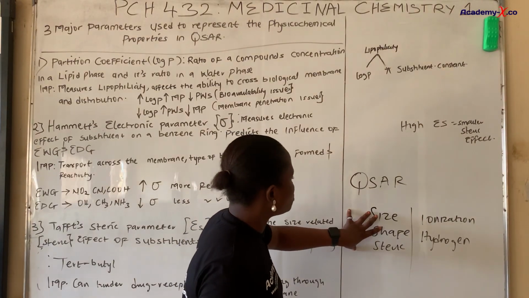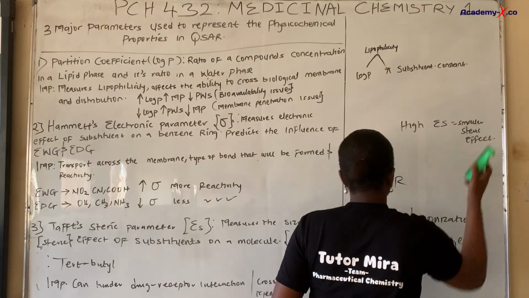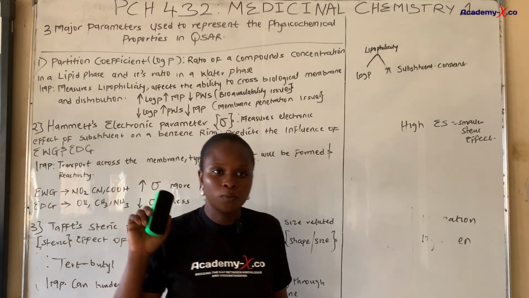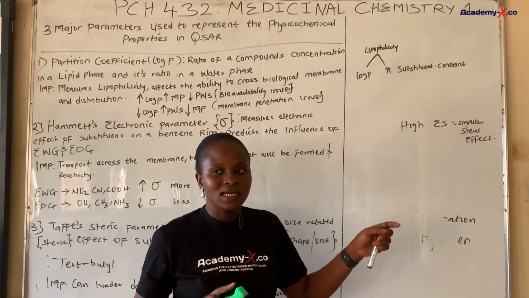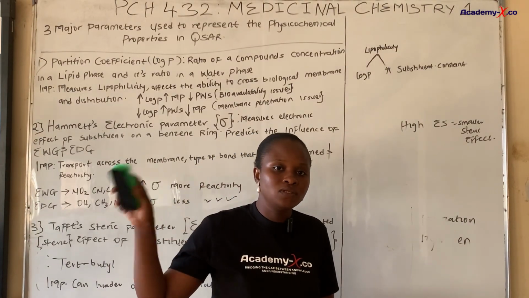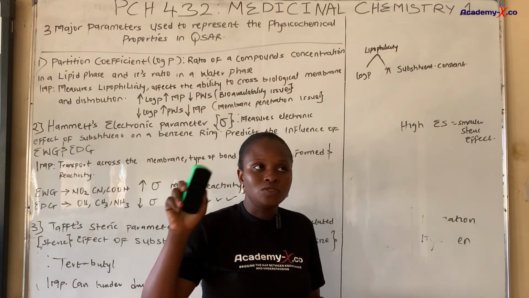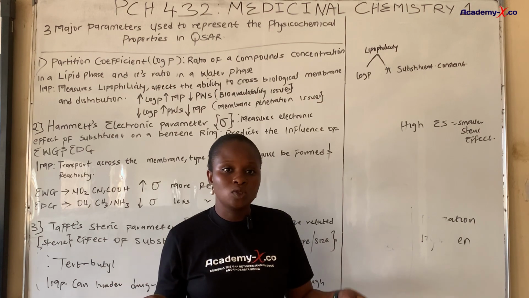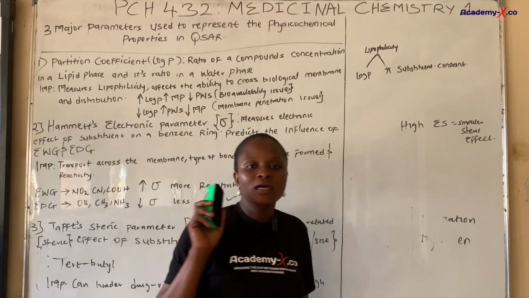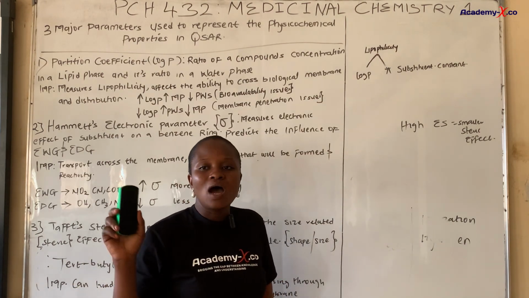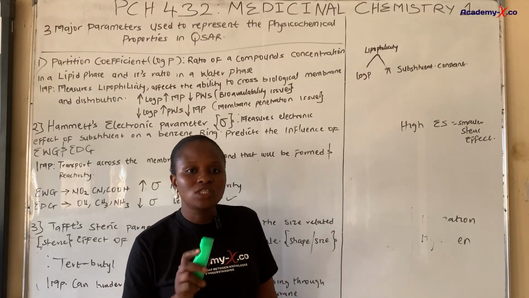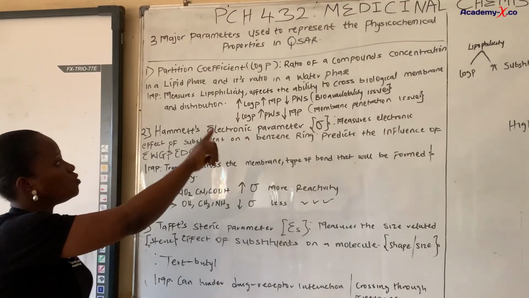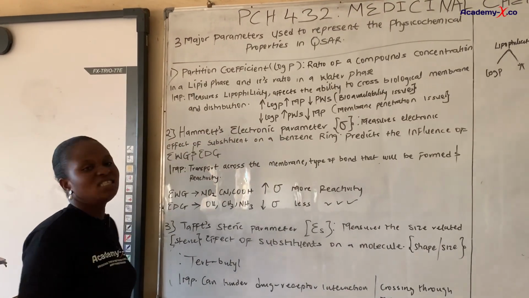So that brings us to physicochemical approaches in QSAR. I made mention of a lot of physicochemical properties in QSAR from our last class. I talked about the hydrophobicity parameter, which is represented by partition coefficient and then the pi substituent constant. We also looked at the steric parameter. We looked at a lot of them, but today we're going to be looking at the three major parameters used to represent the physicochemical properties in QSAR.